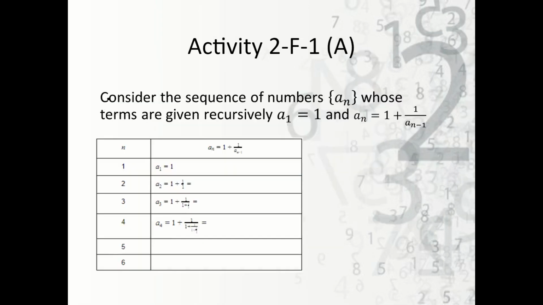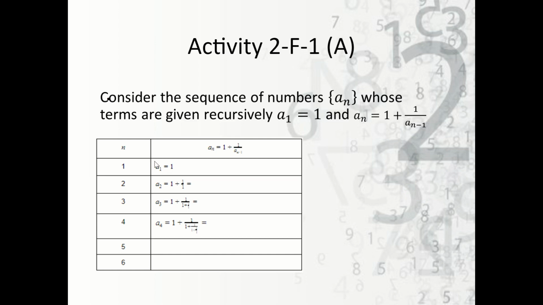Now let's take a look at part A of your activity for today. So it says, consider the sequence of numbers a sub n whose terms are given recursively. a1 is equal to 1, and an is equal to 1 plus 1 over a sub n minus 1.